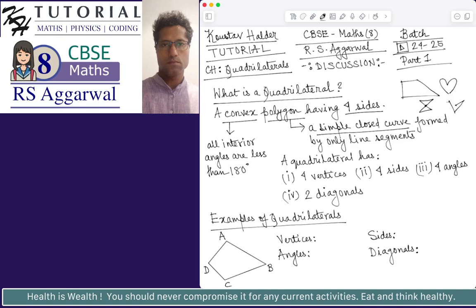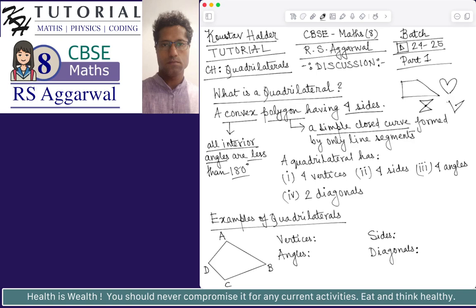And what is a convex and concave polygon? What is a convex polygon? A convex polygon is a polygon where all the interior angles are less than 180 degrees. So all interior angles are less than 180 degrees. That is a convex polygon. And if at least one interior angle is greater than 180 degrees, it becomes a concave polygon. So a quadrilateral is a convex polygon having 4 sides.